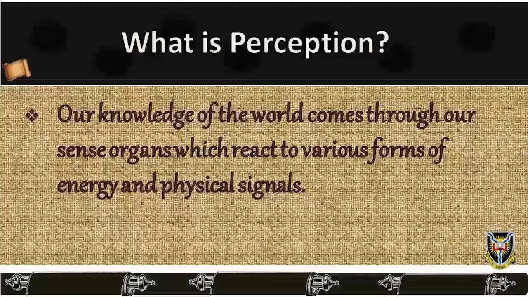and physical signals. Our eyes respond to certain wavelengths of light. Our ears sense certain kinds of vibrations in the air. Nose and tongue are sensitive to certain chemical signals. Sense organs in our skin respond to pressure, temperature, and pain. Sense organs in our joints, tendons, and muscles respond to body movement and positions.